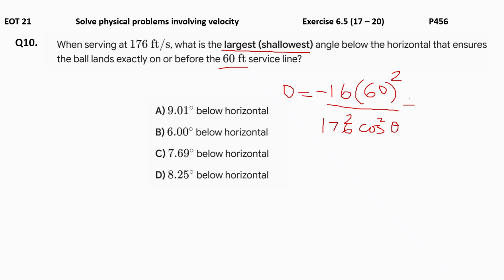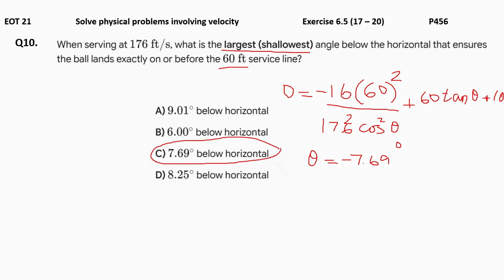plus 60 tan theta plus 10. So when you substitute, you will get your answer as negative 7.69 degree. That we can represent as 7.69 degree below horizontal. So answer is option C.